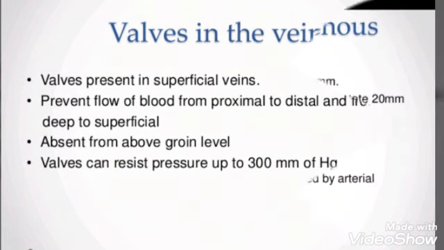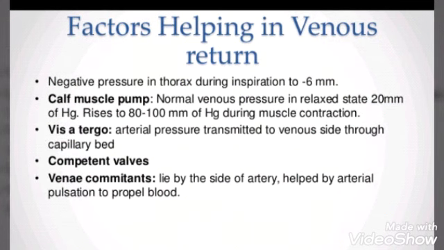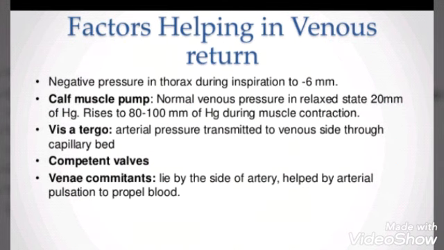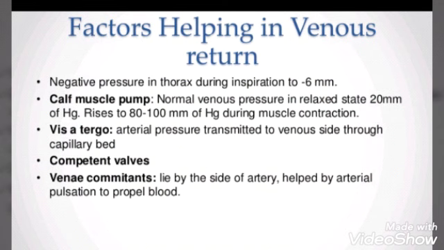Then we'll see what are the factors helping in venous return. Means whenever the heart is sending the blood, how these veins help in the flowing of that blood and help it return back to the designated point. Negative pressure in the thorax during inspiration, 2 to 6 mm.